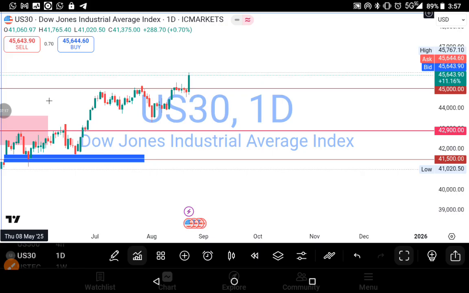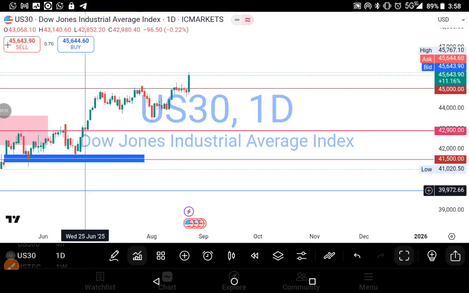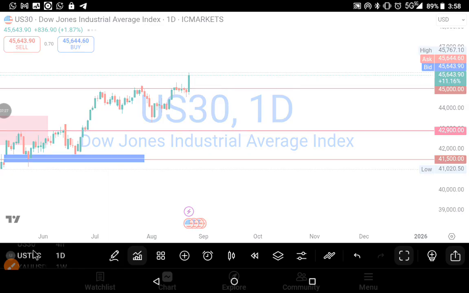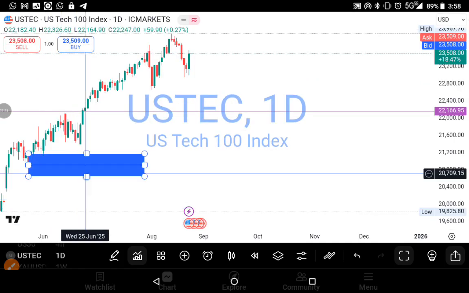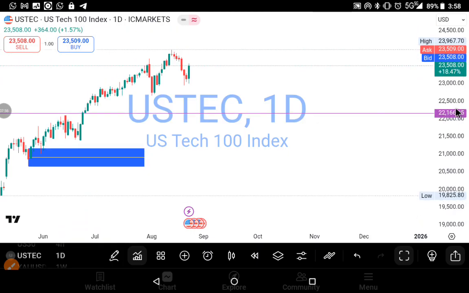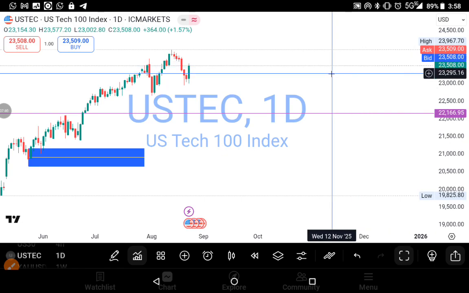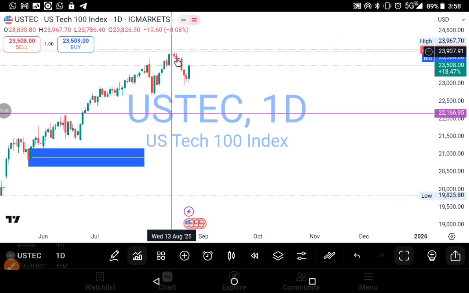46,000 is the next target, then 47,000. Now to our Nasdaq, I was interested in the level 23,400. I think 23,400 should serve as a support that will send us into 24,000, above this level.